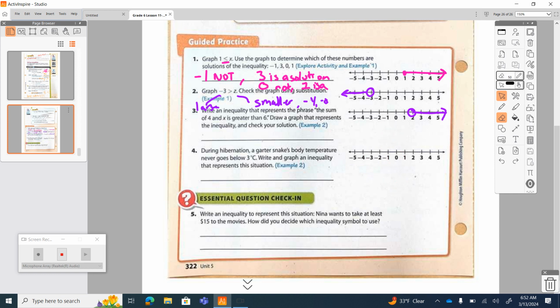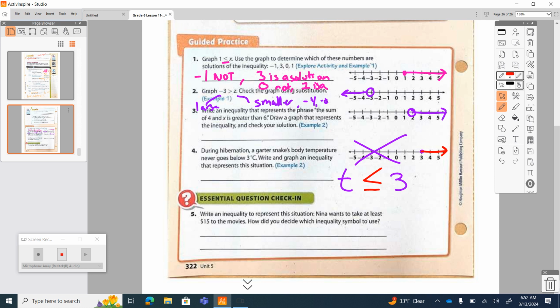During hibernation, a garter snake's body temperature never goes below 3 degrees. Okay? So let's start here. Never goes below 3. So it sounds like it could include 3. So 2, 1, 0 are below 3, but they tell me it never goes below 3. So things that are not below 3 are like 4, 5. Okay, so it is, the 3 is greater, it could be equal to.